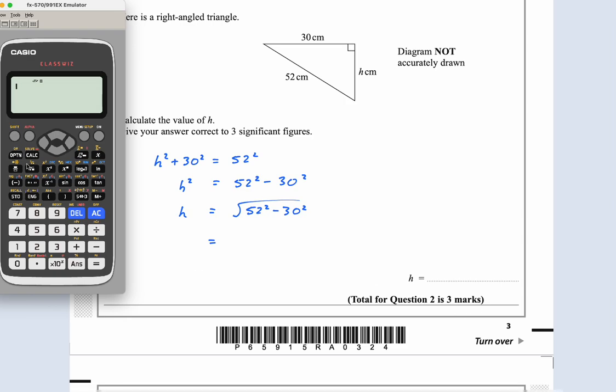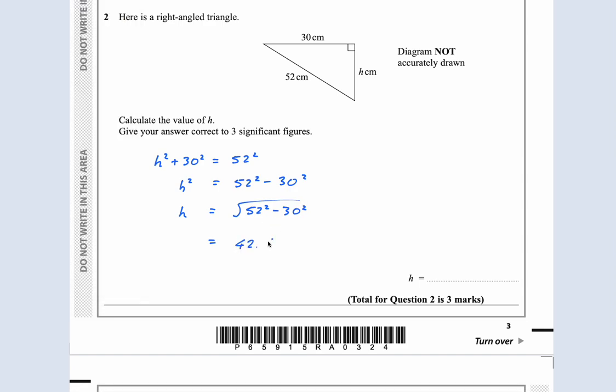On my calculator, square root of 52 squared minus 30 squared is this, but he wants 3 significant figures, so I'm going to do 42.47, and then I'm going to round that to 42.5 because that is 3 significant figures. 1, 2, 3, and we round the 4 up to 5.